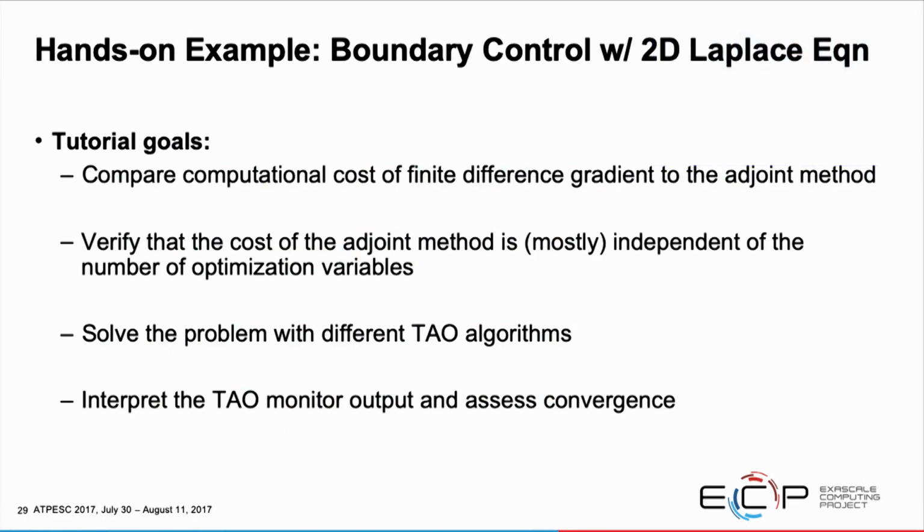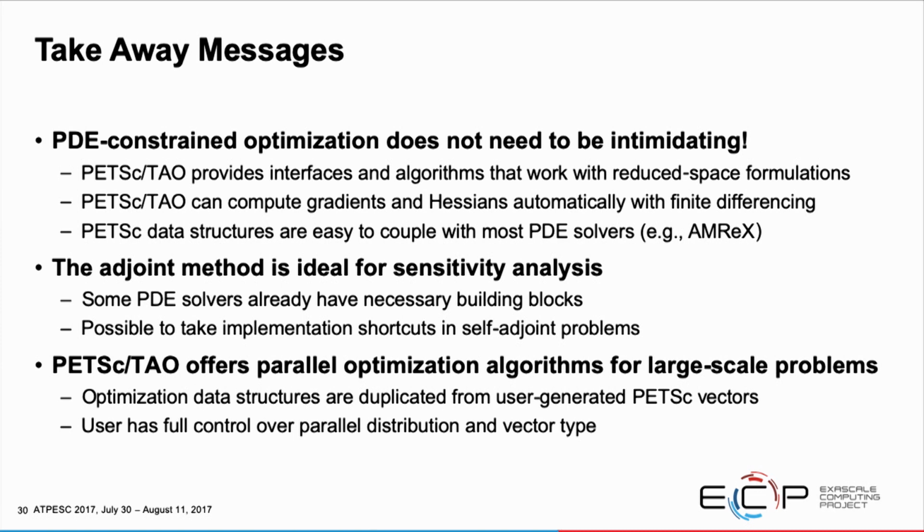So we talked about the computational cost of the finite difference gradient versus the adjoint method. We did see that the adjoint method is mostly independent of the size of the problem. And we'll solve this with different algorithms in the evening session. But the main takeaway that I want to leave you with is, if you have a PDE solution and you want to do some kind of inverse problem, don't try to code up your own optimization algorithm.